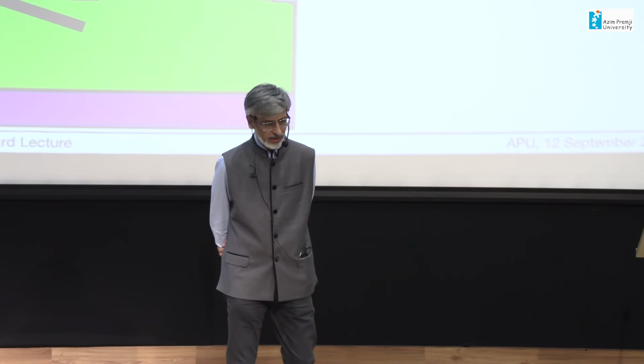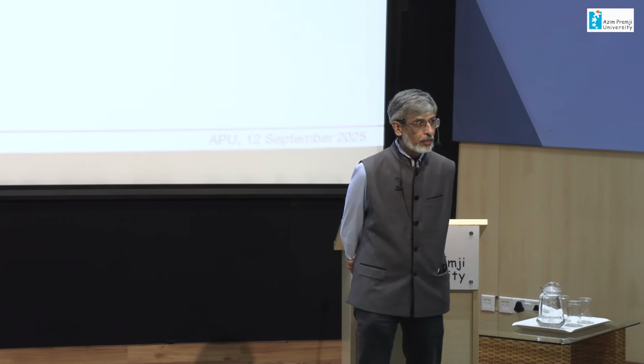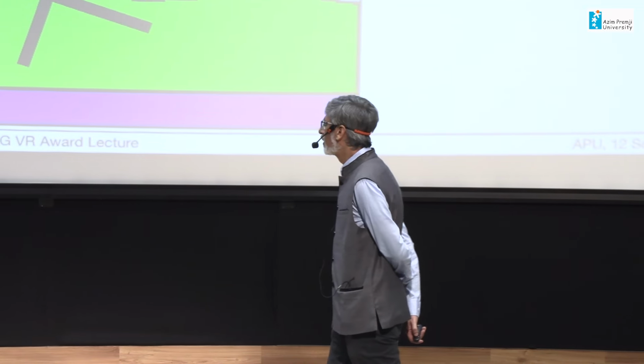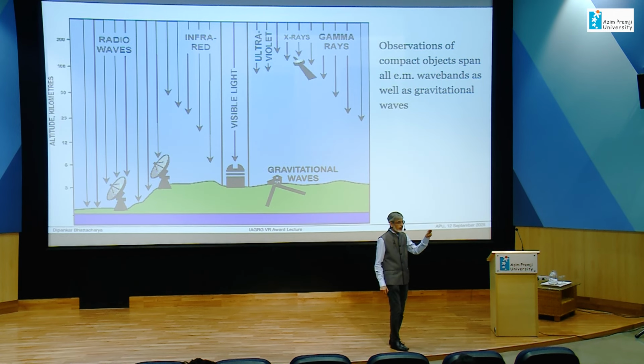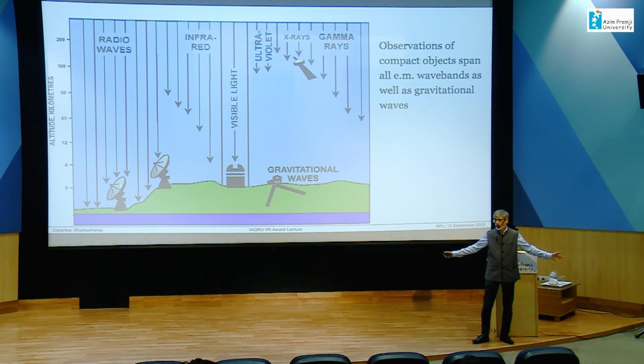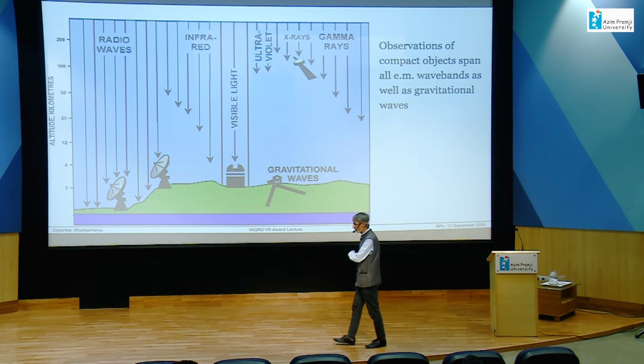How do we study these objects? We of course study them in their electromagnetic radiation, but to study compact objects and the phenomena I'm talking about, you cannot confine yourself only to a small band of wavelengths, but you really need to go very wide, all the way from radio to gamma rays.